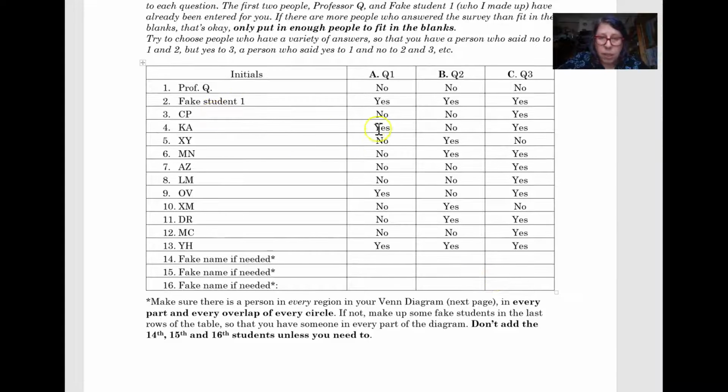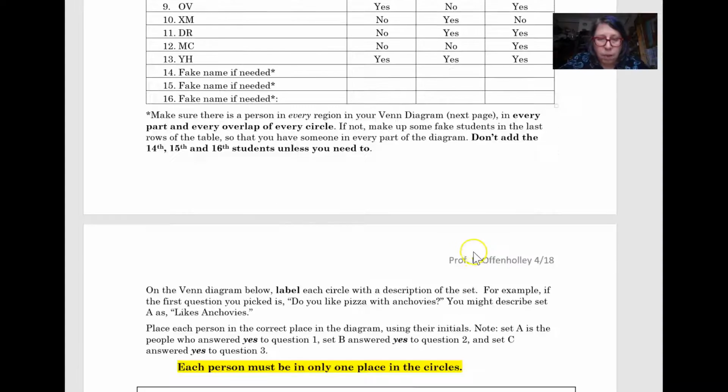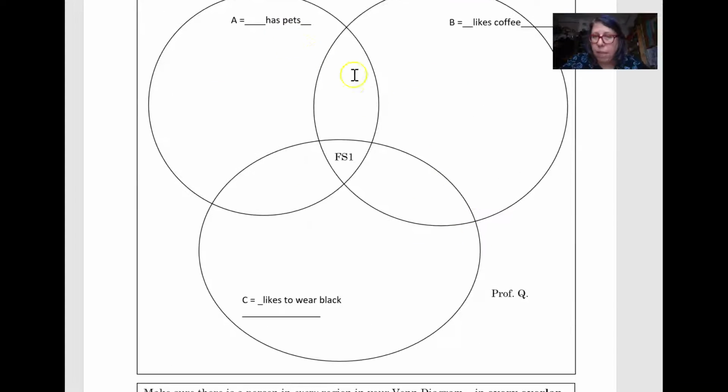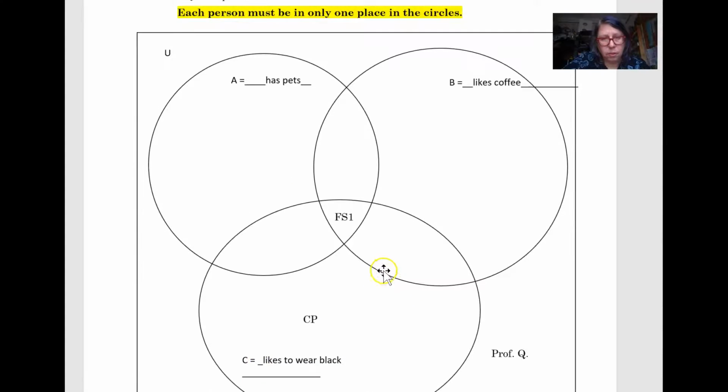And now CP. CP said no, no, yes. So that means CP does not have pets, does not like coffee, but likes to wear black. So I'm going to put CP here in this circle. And notice that I don't put them out here, right? Just put them in this likes to wear black circle.